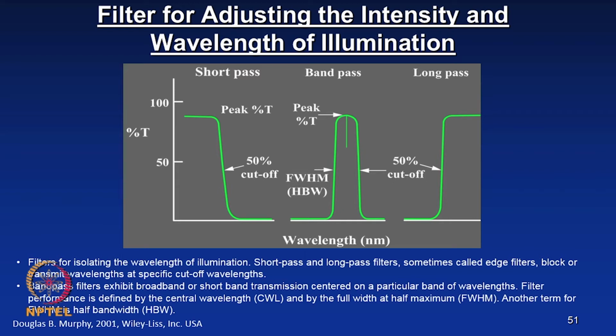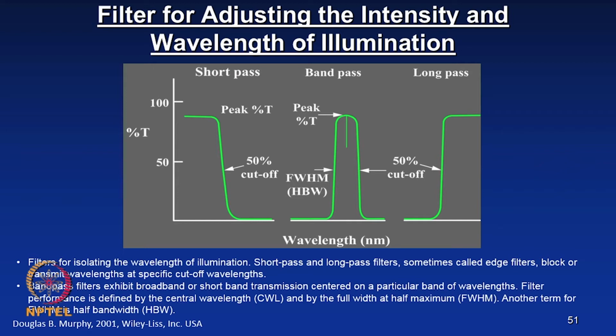I would like to talk about a few filters for adjusting the intensity and the wavelength of illumination. Look at this slide. For getting full brightness, illumination is also a very important aspect. In some of the microscopes you will see a lot of color filters just after the illumination source. I am going to show you, and you should know what these filters are doing. So, this is about that.